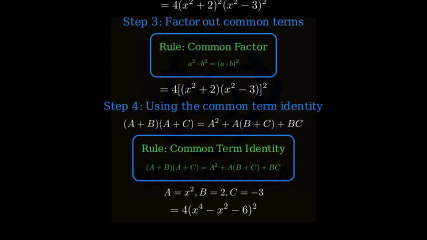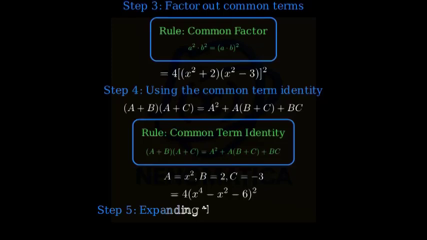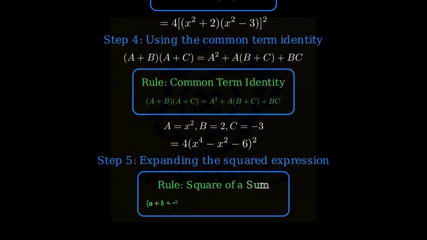Let's recall the common term identity. (a + b) times (a + c) equals a² + a times (b + c) + b times c. In our case, a is x², b is 2, and c is negative 3. Next, we need to square the expression inside the parentheses.